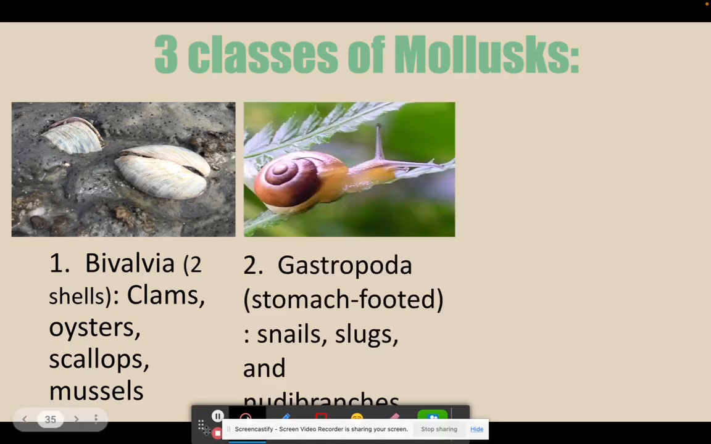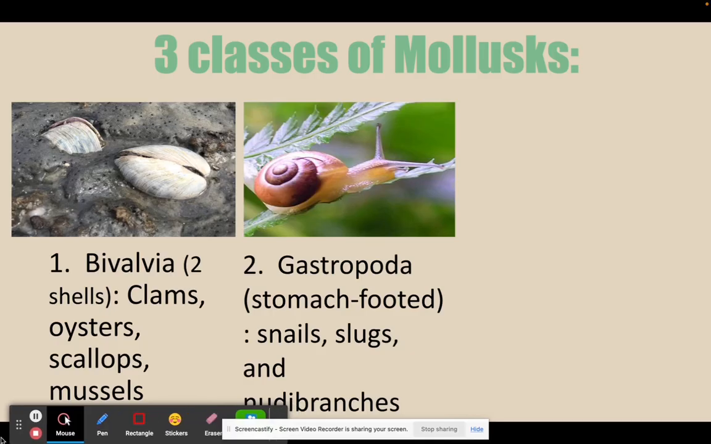The next class of mollusks we're going to discuss are the gastropoda or gastropods. It literally translates to stomach foot. Gastro meaning stomach, pod meaning foot. So this would be your snails, slugs, nudibranchs. The nudibranchs are organisms that are 100% aquatic. The snails can be both, and slugs can kind of be both too. Their foot is considered to be their stomach because that's what they use to move along.